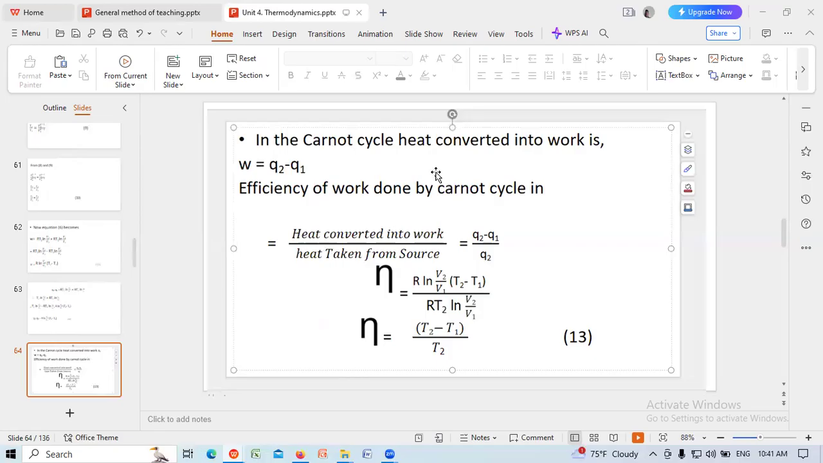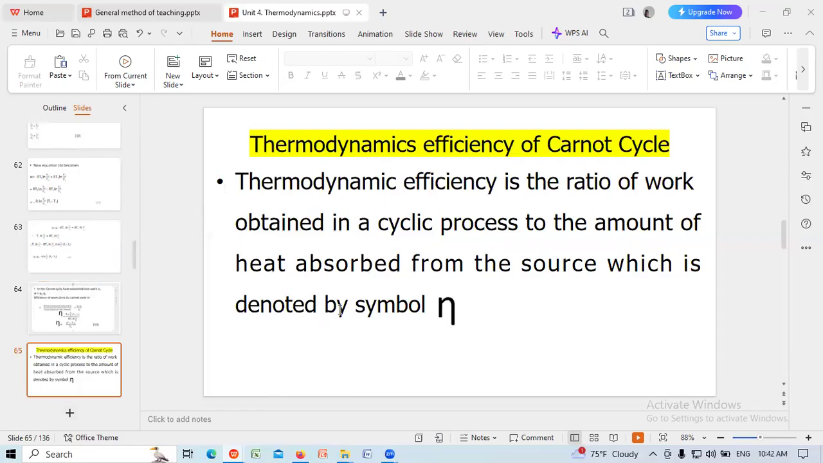In the Carnot cycle, the heat converted into work is W equals Q2 minus Q1. Efficiency of the work done by the Carnot cycle equals heat converted into work over heat taken from the source, equals Q2 minus Q1 over Q2. Q2 minus Q1 equals R ln(V2/V1)(T2 minus T1) over RT2 ln(V2/V1). That's why eta equals (T2 minus T1) over T2, the thermodynamic efficiency of the Carnot cycle.